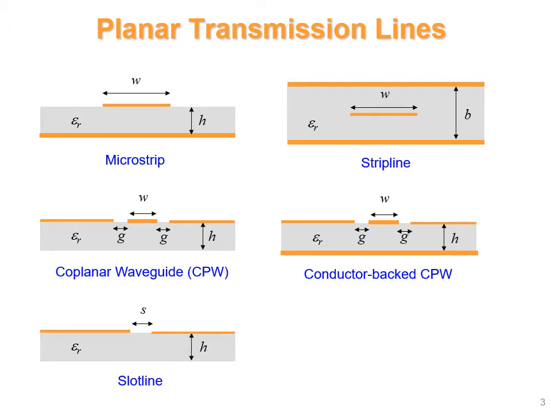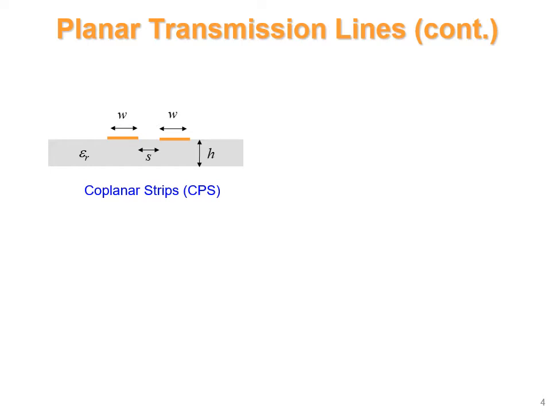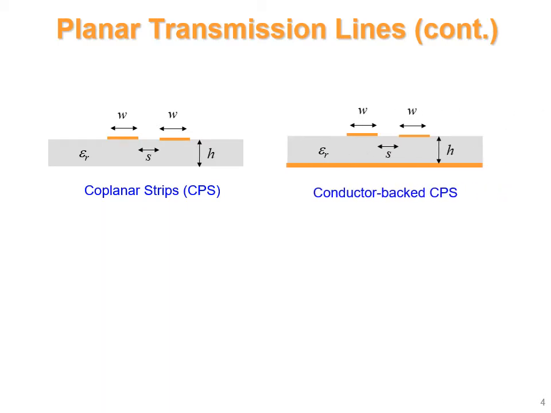Then another type of transmission line is the slot line. Here one slot is in between two conducting transmission lines. The slot has a width S, and if it is supported by a ground plane, it is called a conductor-backed slot line. Other than this, there are some other types like coplanar strips. There are two strip lines running parallel to each other. This is called coplanar strips. If it is supported by a ground plane, it is called conductor-backed coplanar strips.